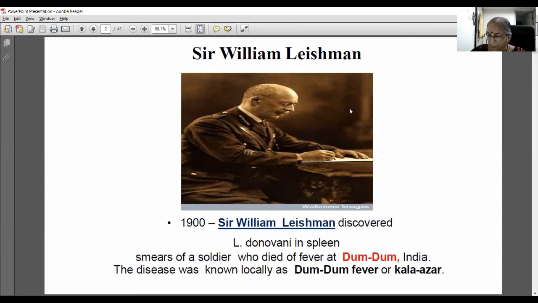Now, the genus Leishmania is named after Sir William Leishman. He had discovered Leishmania donovani in the spleen smear of soldiers who died of fever at Dum Dum in India. The disease is also known locally as Dum Dum fever or Kala Azar.